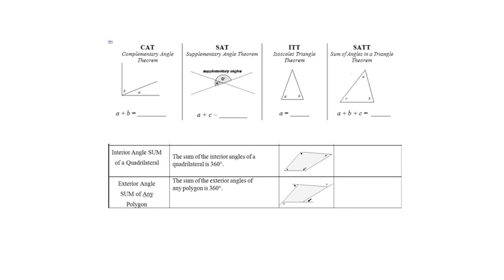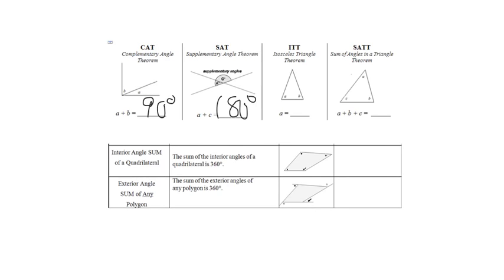So the first one is the complementary angle theorem, which basically says if you have two angles B and A, and together this is a right angle, then B plus A equals 90 degrees. So that's what it means for two angles to be complementary. They add together to give you 90 degrees. The supplementary angle theorem, same kind of idea, except in this case we have angles A and C, and since together they make a straight line, they have to equal 180 degrees.